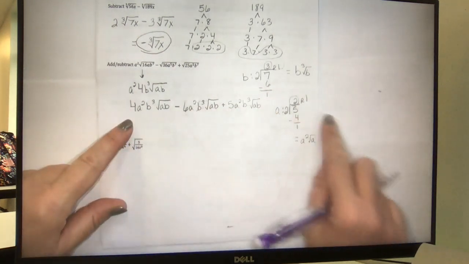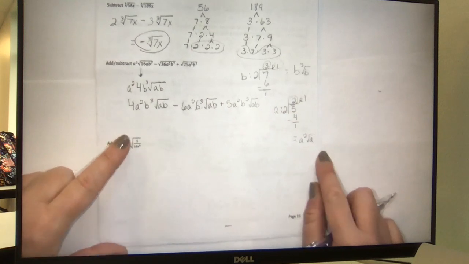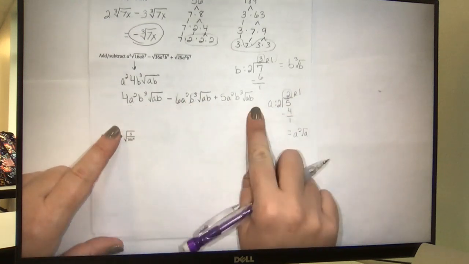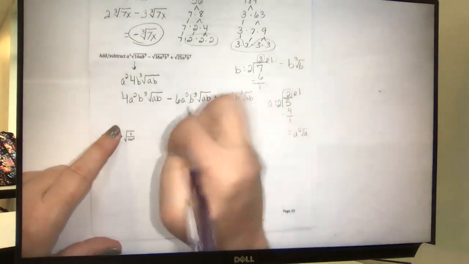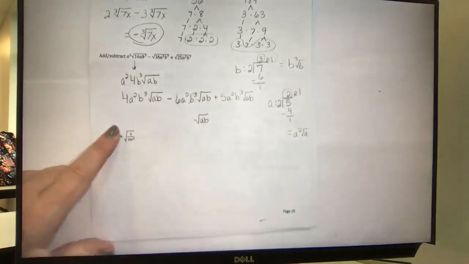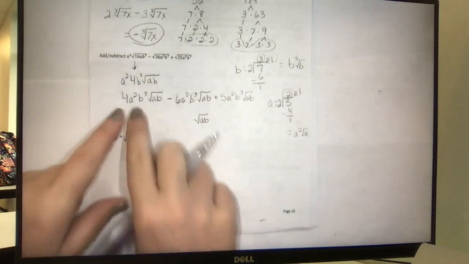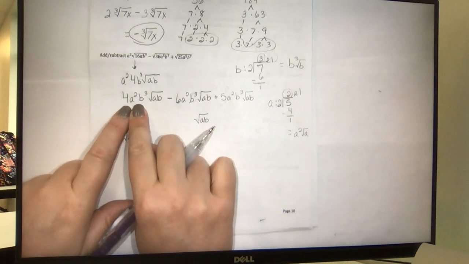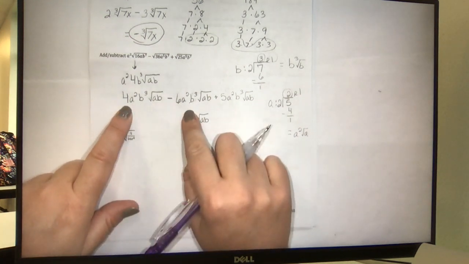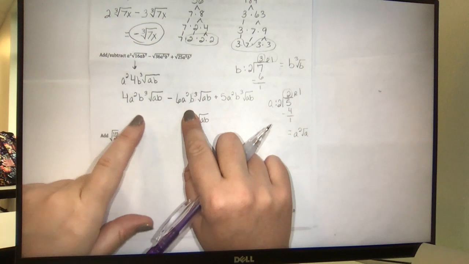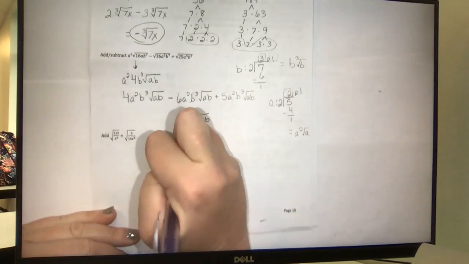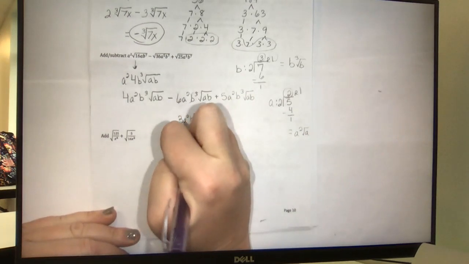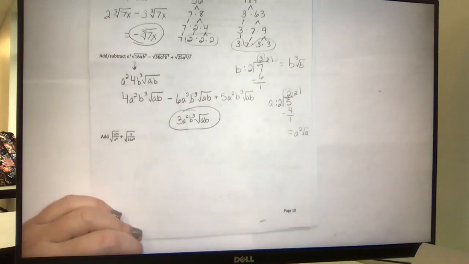They're all kind of all the same. All right. So can I combine all 3 of these together? Yeah, because look at my radicals. So your answer is going to have square root of ab in it. Now you're going to have 4 a squared b cubed minus 6 a squared b cubed. What does that give you? -2 a squared b cubed plus 5 a squared b cubed. And you're going to end up with 3 a squared b cubed square root of ab.